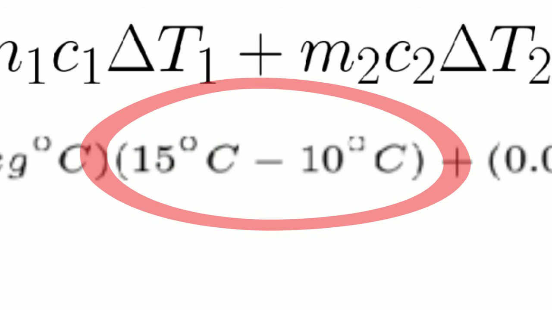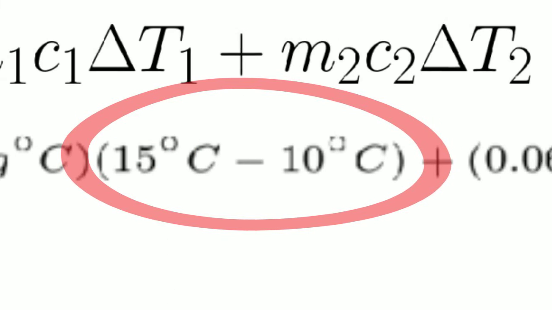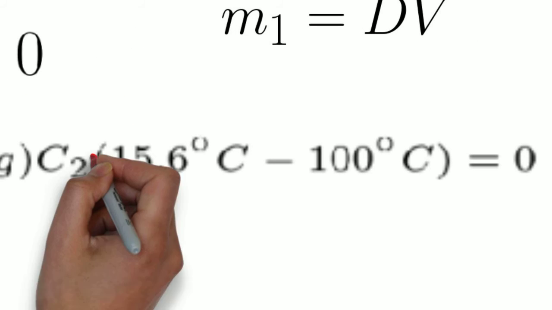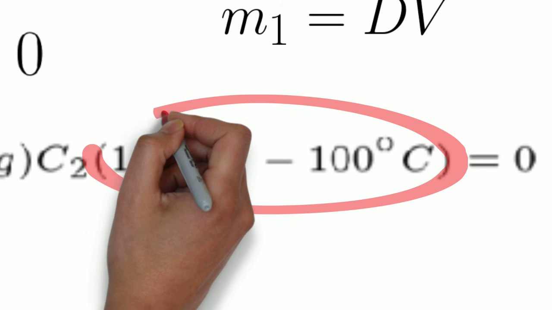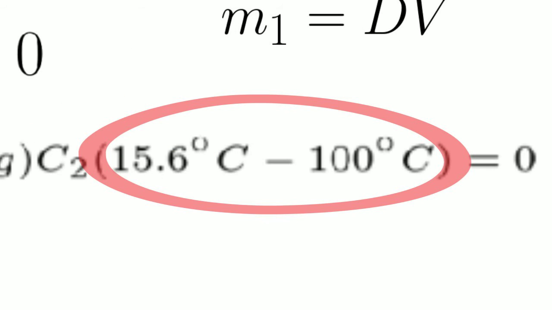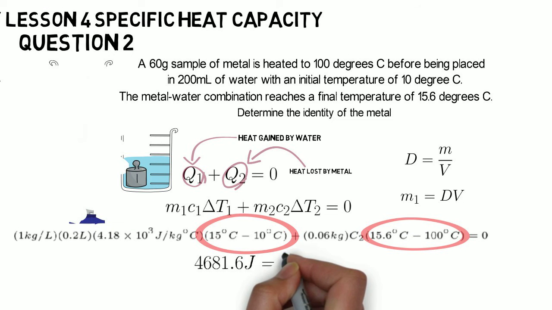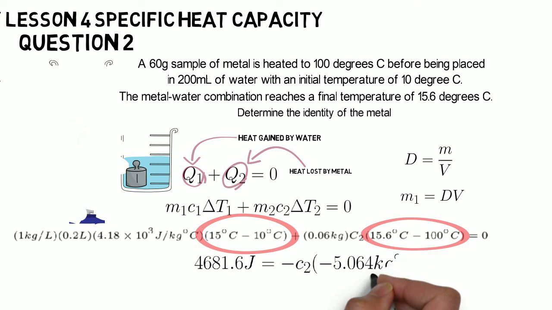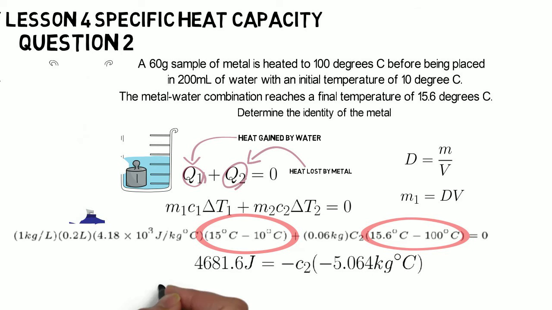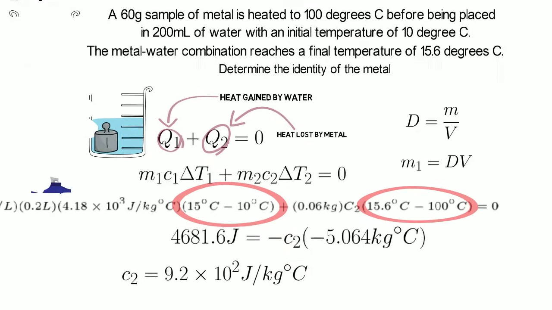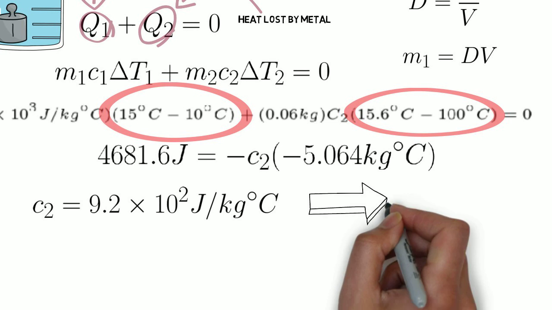Notice that this is going to be a positive value because the water has gained energy. Then, plus our mass of the metal, times C2, that's our unknown value that we need to solve for, times the change in temperature for the metal. You can see right there, it's going to give us a negative value because the metal is losing energy. Rearranging our equation, we can solve for the specific heat capacity of the metal, which turns out to be 9.2 times 10 to the 2 joules per kilogram degrees Celsius. And if you look at the front of your handout, you'll see that is aluminum.